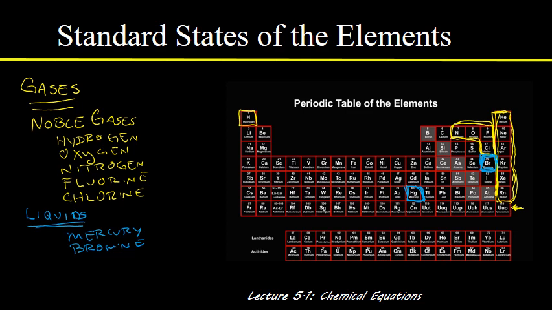Right? And when we talk about standard states, what we mean is this is the state that these would be in under normal conditions, room temperature and one atmospheric pressure. If you make them very cold, of course, you could freeze mercury into a solid. You could freeze bromine into a solid. But under normal conditions, the standard states, mercury and bromine are liquids. So there are just two of those.